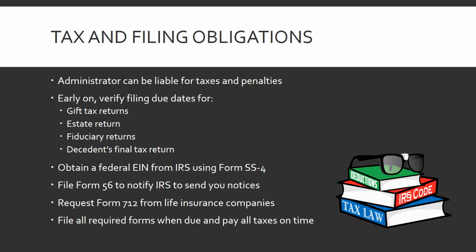If the decedent is required to file a fiduciary or estate return, the administrator should request a federal EIN from the IRS using Form SS-4 and may wish to file Form 56 with the IRS in order to receive notices. If an estate return will be required, the administrator should also request Form 712 from any life insurance companies with which the decedent had a policy, and should remember to file all required tax returns when due and pay all taxes on time to avoid penalties.